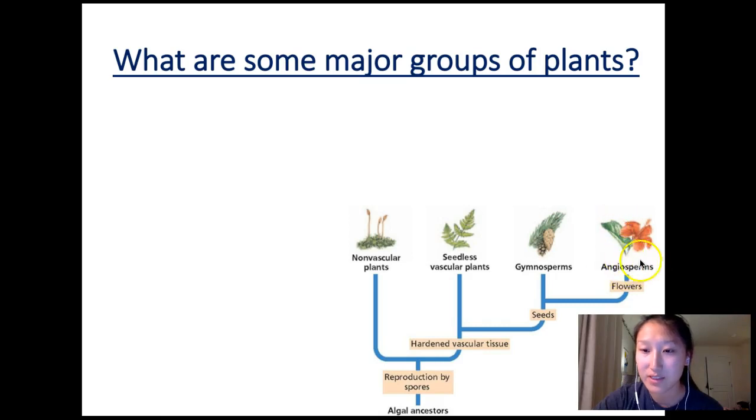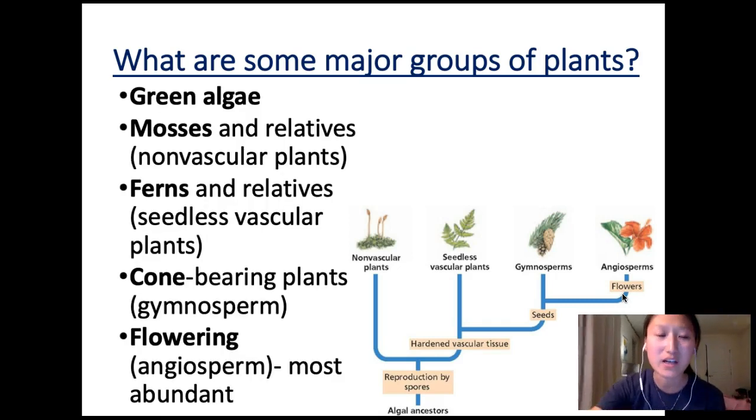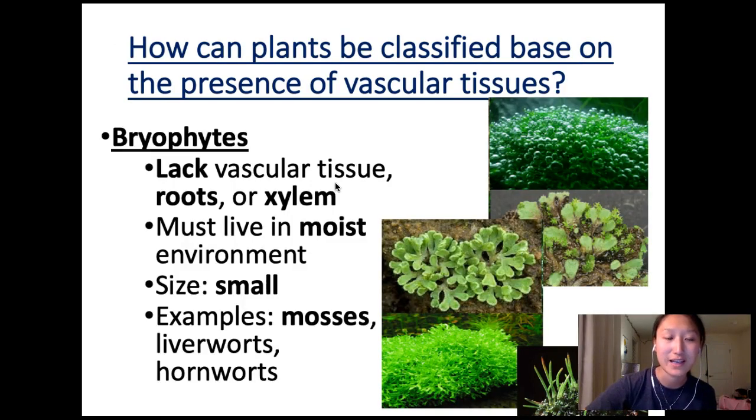So only flowers would have, only angiosperms would have flowers. All right, so here they gave you 5 groups right here, because green algae, you can kind of count it as a group of plants, but not really. The main differences we're going to take a look at first.